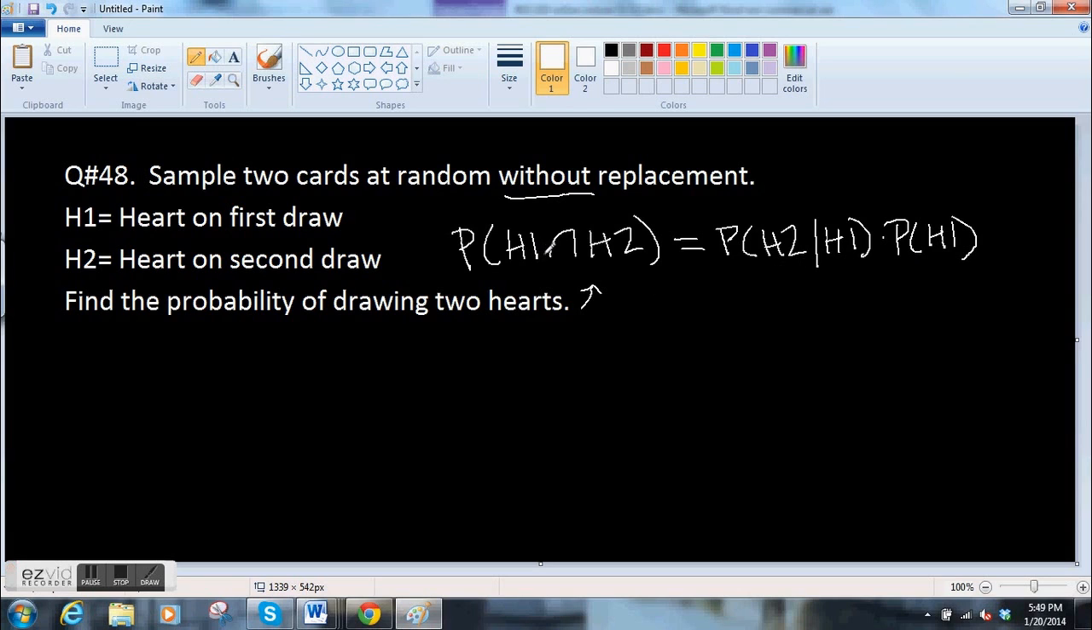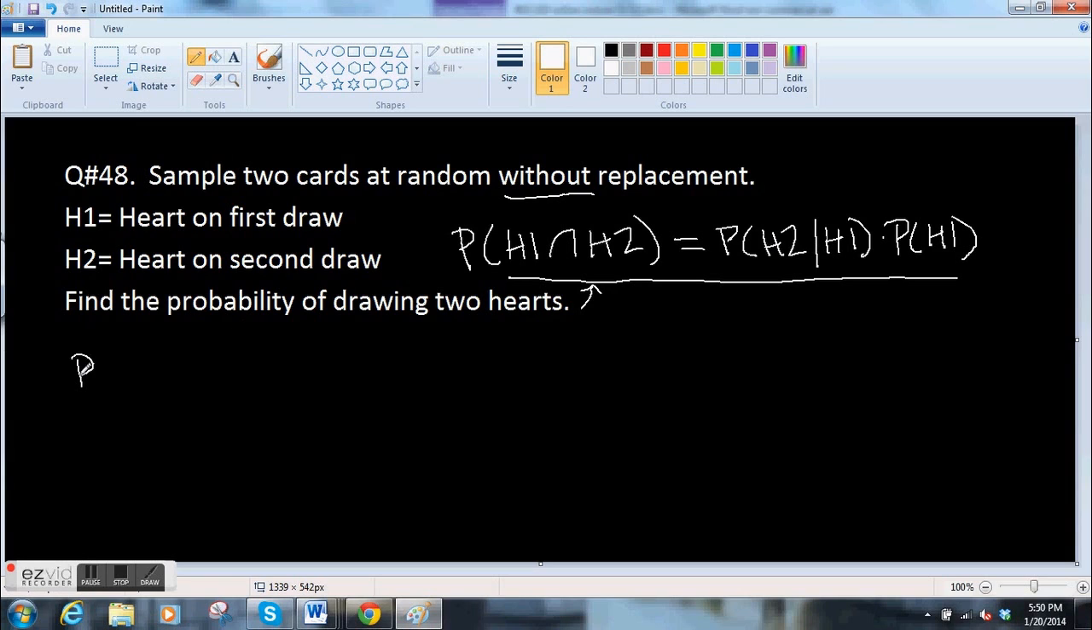So, probability of hearts on the first draw and hearts on the second draw is the probability that you got a heart on the second draw, given that you got a heart on the first draw, times the probability that you got a heart on the first draw. This is exactly our conditional probability formula. So it looks weird in this context, but it's exactly the same formula we were using before.